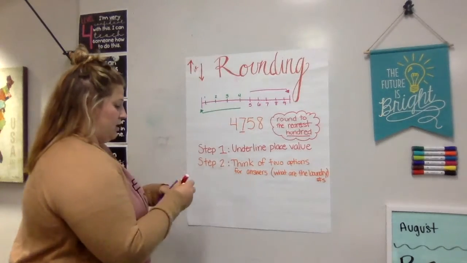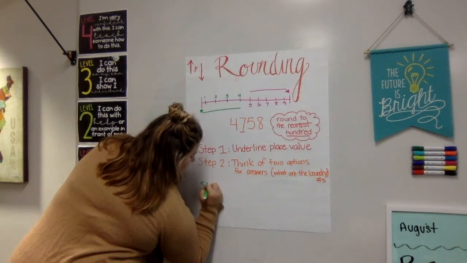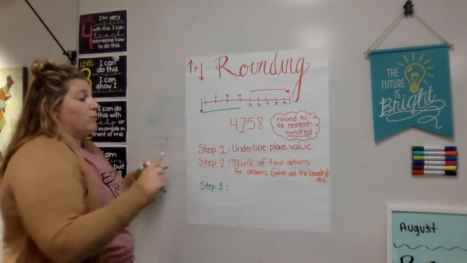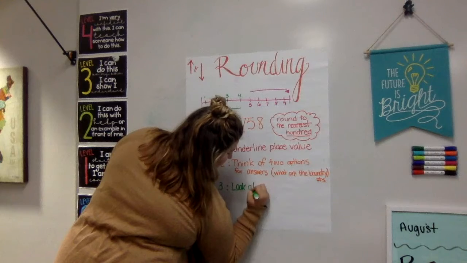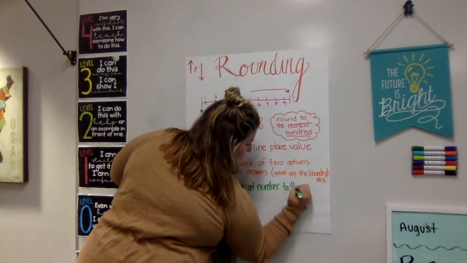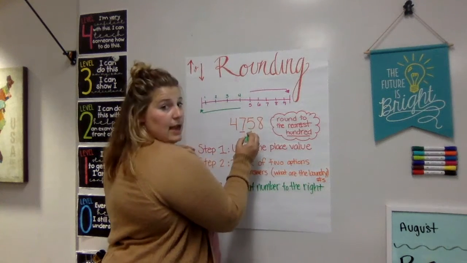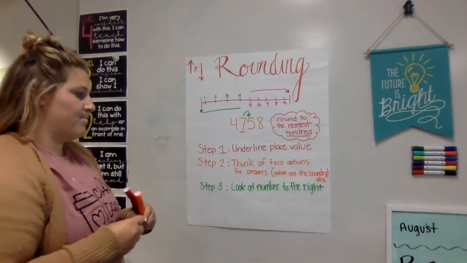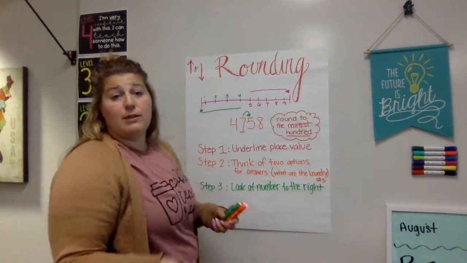So, step 3, I'm going to look at the number to the right. So that next place value over. I'm going to look here. And this is where I get to decide. If I was placing it on a number line, I would do that now.